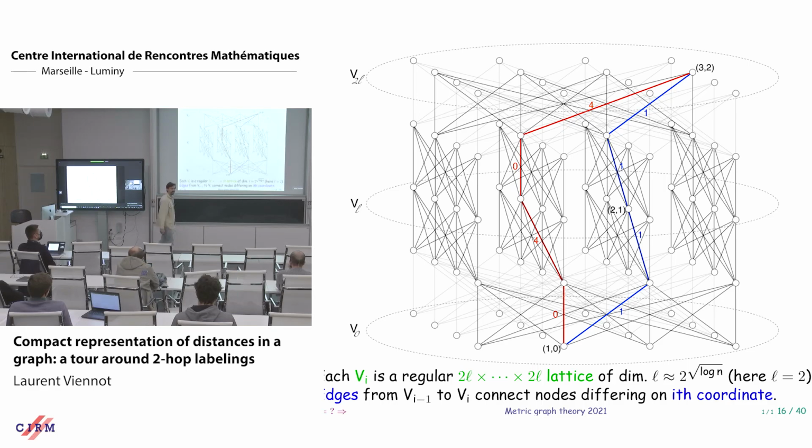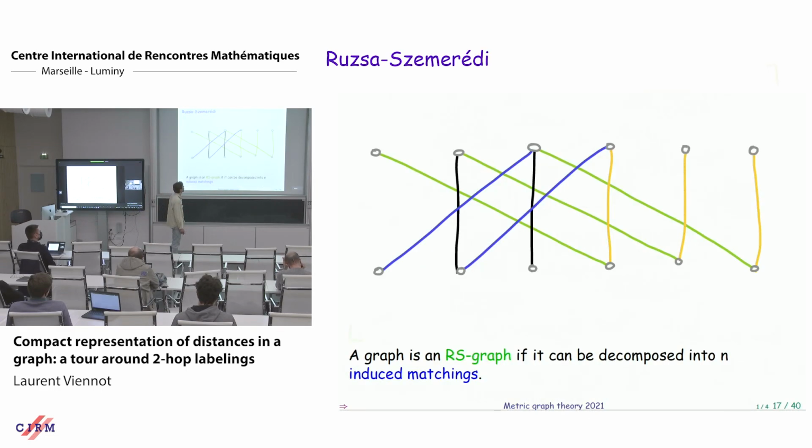Okay, that's a rough idea of the graph, and I think this graph is fun and can be useful in showing bad examples. Okay, now the link with Ruzsa-Szemerédi. So Ruzsa and Szemerédi, in a work that dates back from the 70s, looked at graphs you can construct by adding induced matchings. Or if you want, graphs whose edges can be covered by induced matchings.